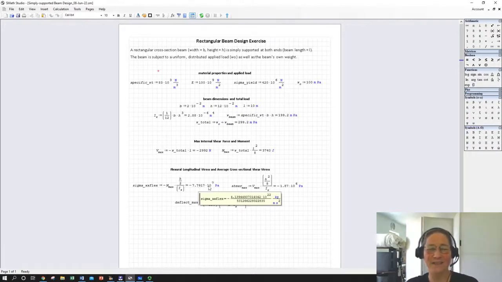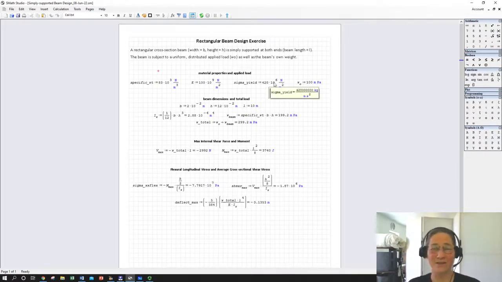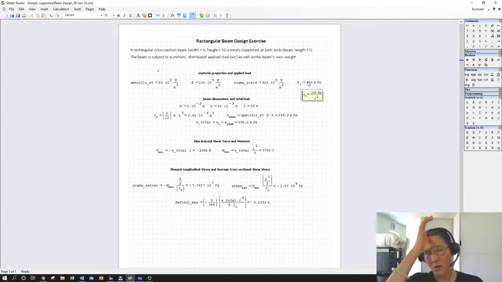I have 8 times 10 to the 7 versus 1 to something times 10 to the 8. So I've got a safety factor of something like 10. Here's my applied load. I call this W sub 0. So this is uniform load per unit area, weight per unit area, or excuse me, per unit length.